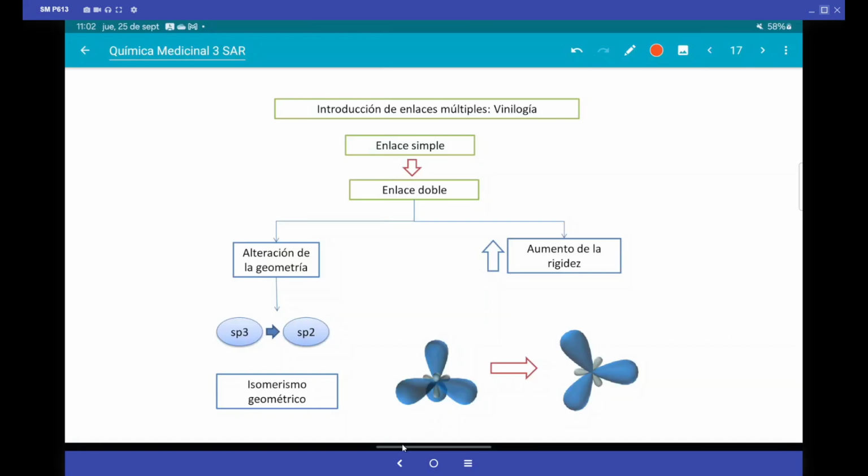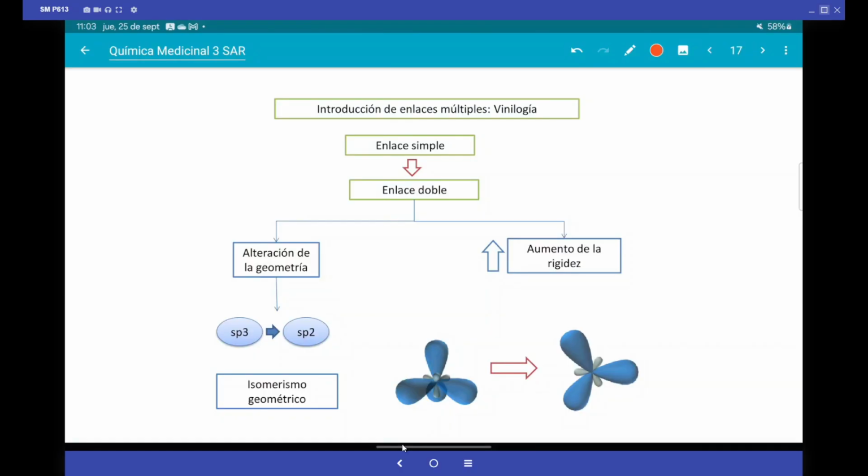Hello, dear students. We now have to see vinylogy and isosterism. We are seeing methods of how to modify a prototype in a qualitative way, in a visual way. That is, what we are seeing are criteria that you have to develop to be able to modify.